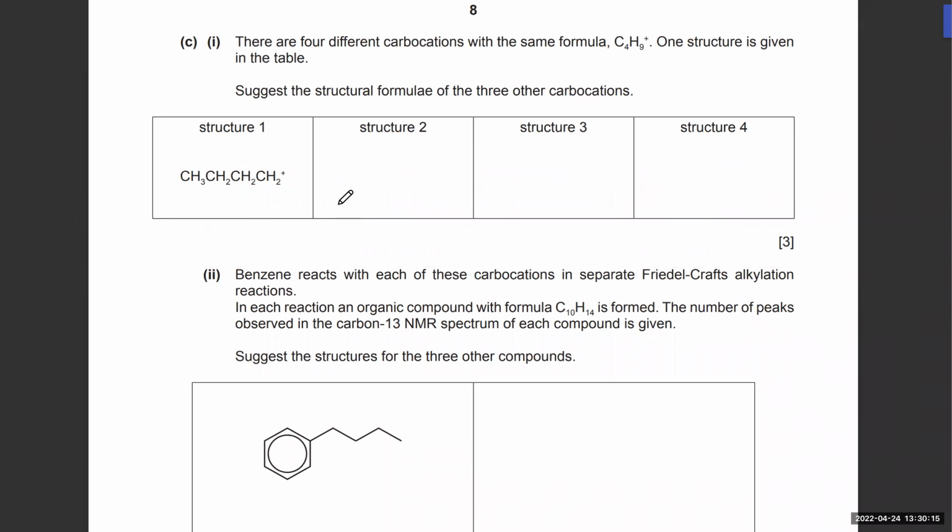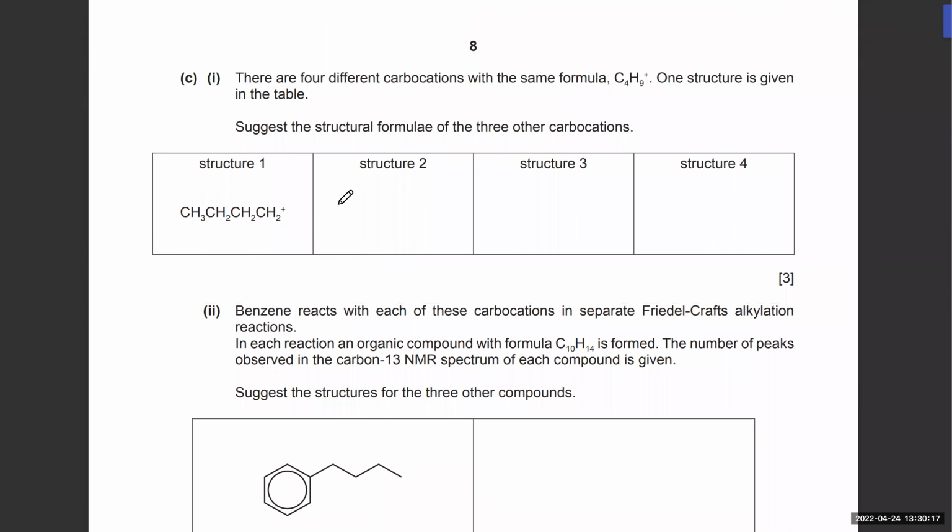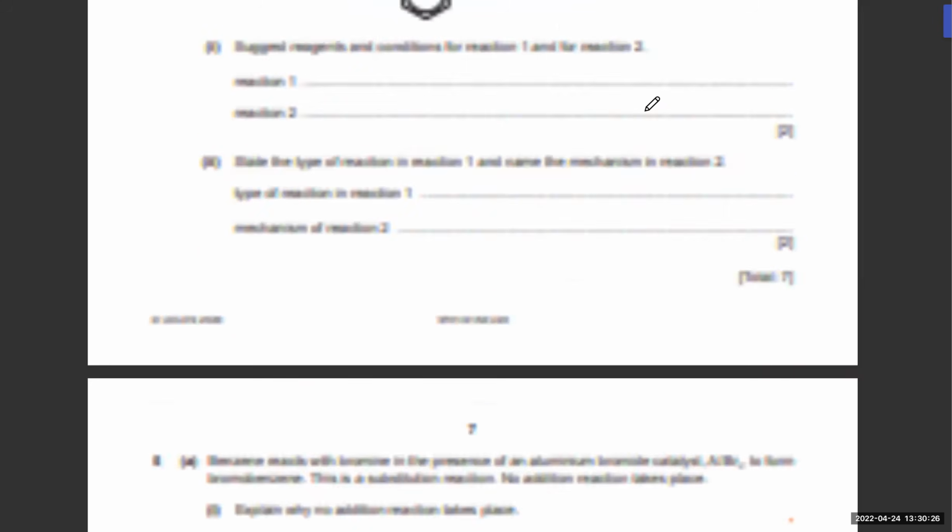Let me try to understand the question. I don't know what the question is. The question is there are 4 different carbocations with the same formula C4H9 plus. Okay, that makes sense.